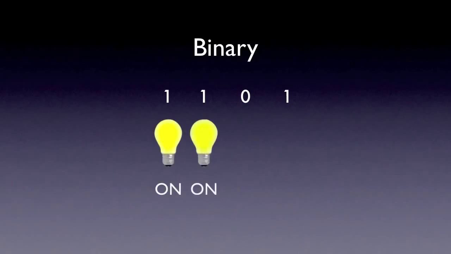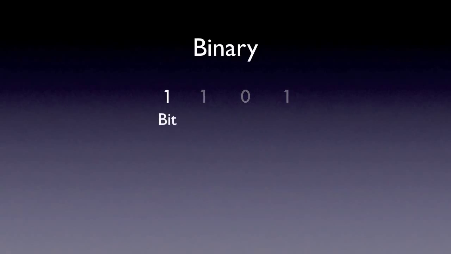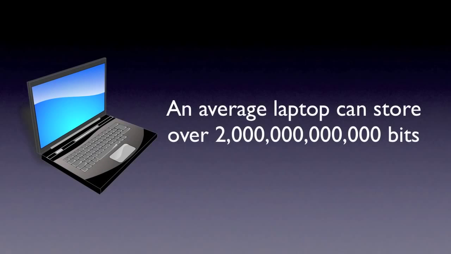1101. Correspondingly, we can represent the number 13 as a sequence of on or off signals on different wires in a circuit. You may have heard the term bit. A bit corresponds to a single 1 or 0 in a circuit. An average laptop in 2012 can store over 2 trillion bits.